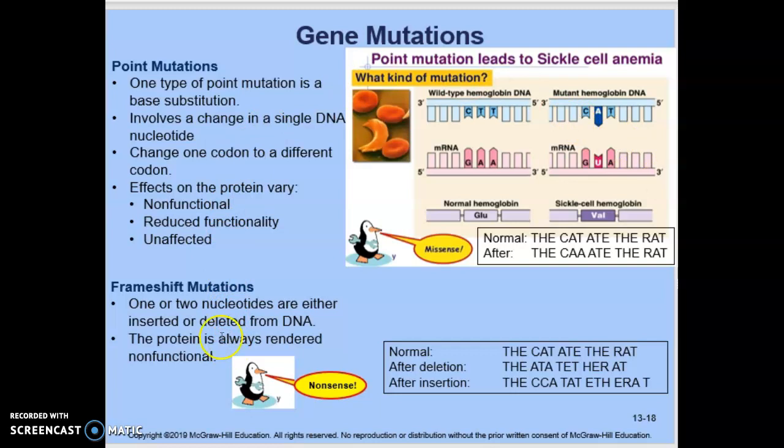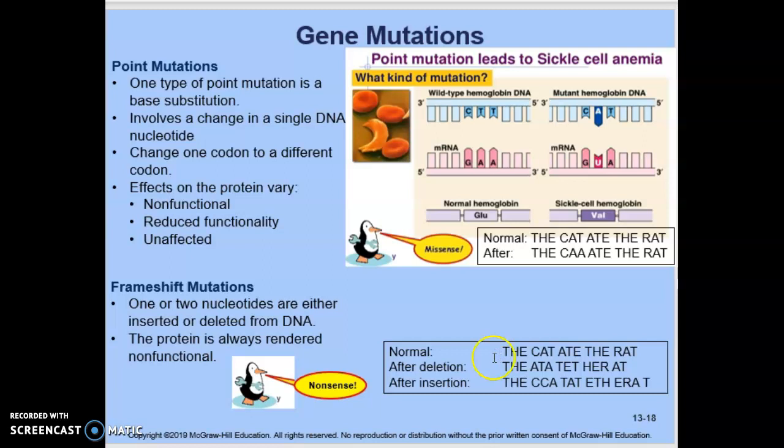Now compare that to a frame shift mutation. In a frame shift mutation, 1 or 2 nucleotides are either added or deleted. So entire sections are added or deleted. The protein is always rendered non-functional if you have 1 or 2 nucleotides added, because remember, our DNA is read in codons that are 3 base pairs long.